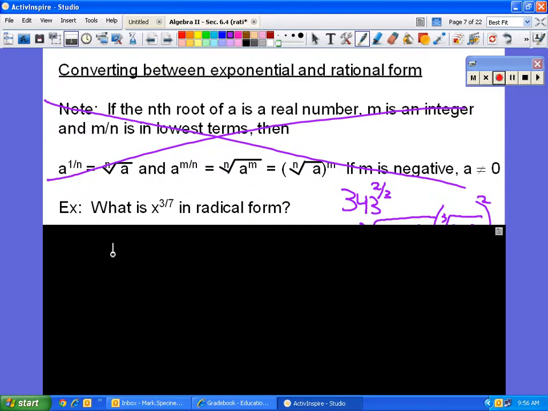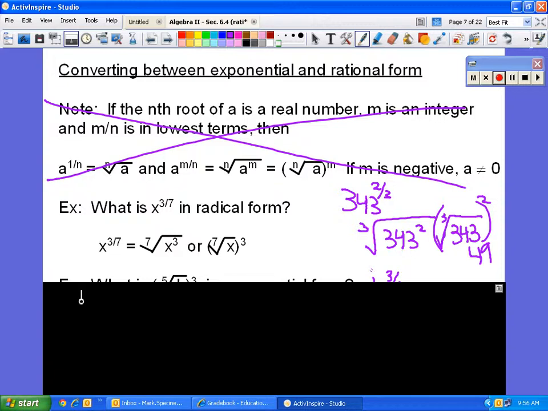Now the way we do it is exactly the same. So don't be thrown off by the fact that it's 3/7 and not 1/7. The numerator stays with the number, and the denominator becomes the index. So what would this be written in radical form? The 7th root of x to the 3rd power.